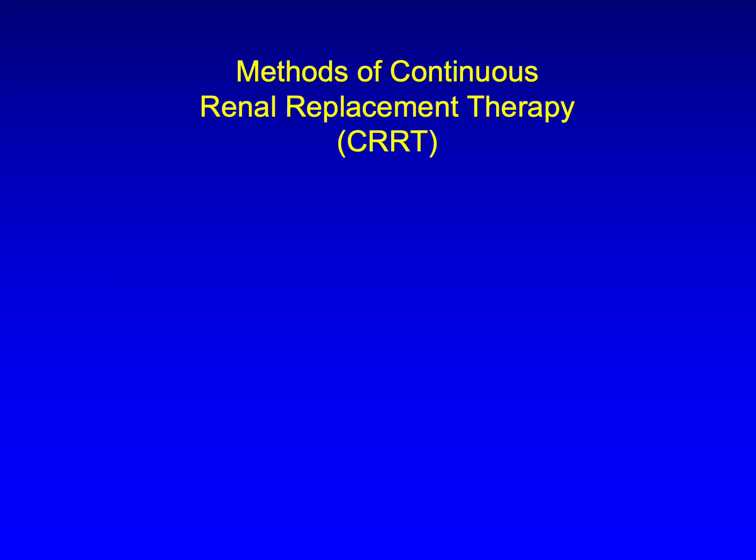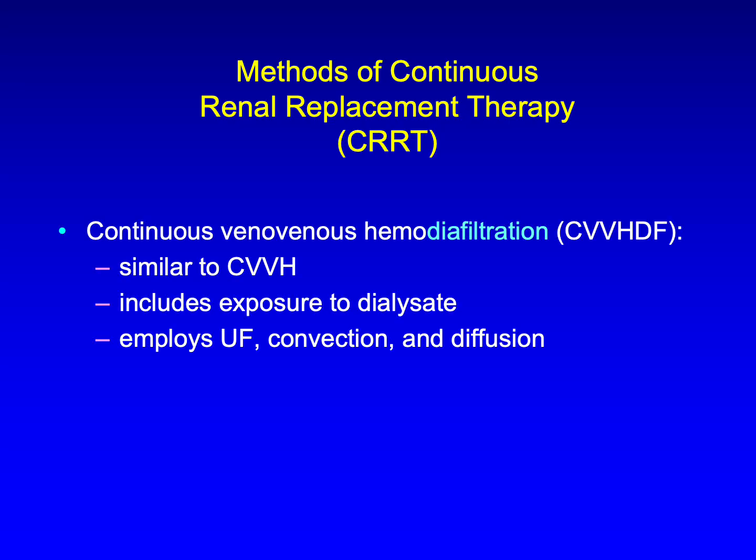In continuous veno-venous hemodiafiltration, or CVVHDF, ultrafiltration and replacement of fluid occurs as we just described, similar to CVVH, but the hemofilter is also exposed to dialysate, which allows a few more molecules of urea, creatinine, and so on to be lost by diffusion, so that plasma composition and volume are altered by a combination of ultrafiltration, convection, and diffusion.